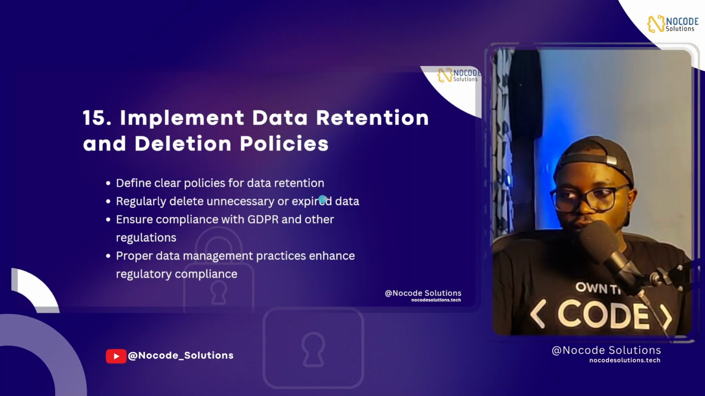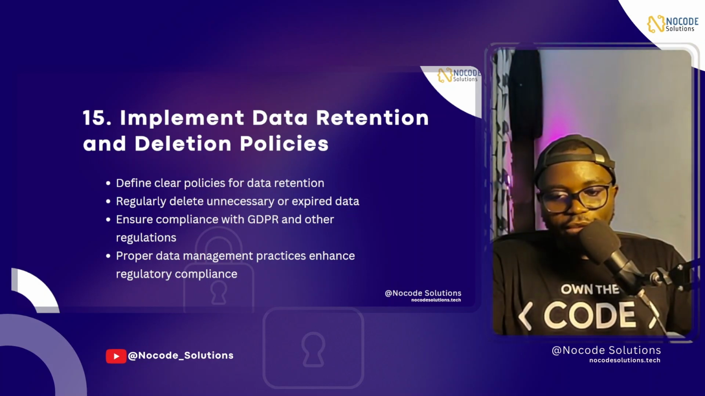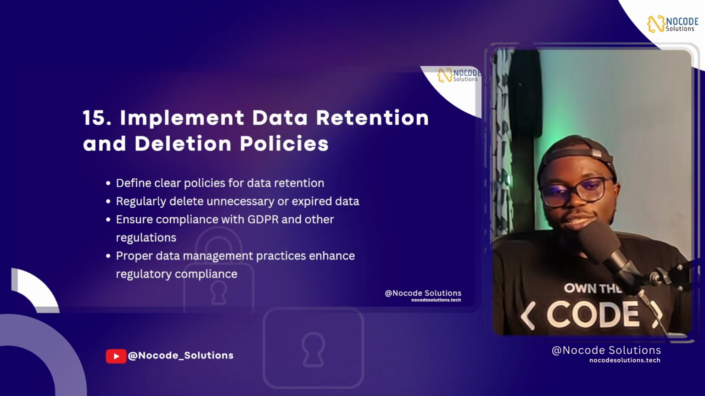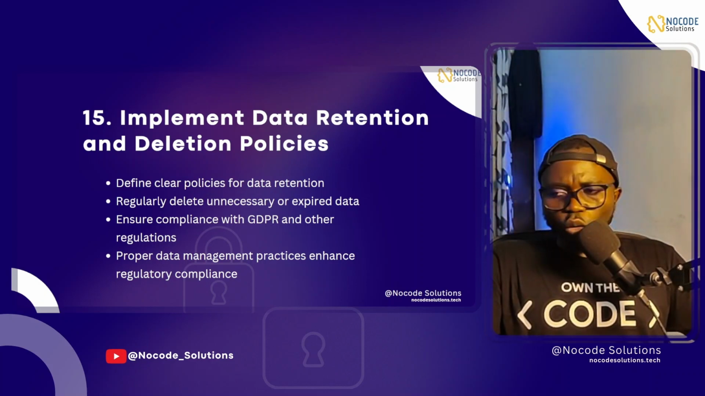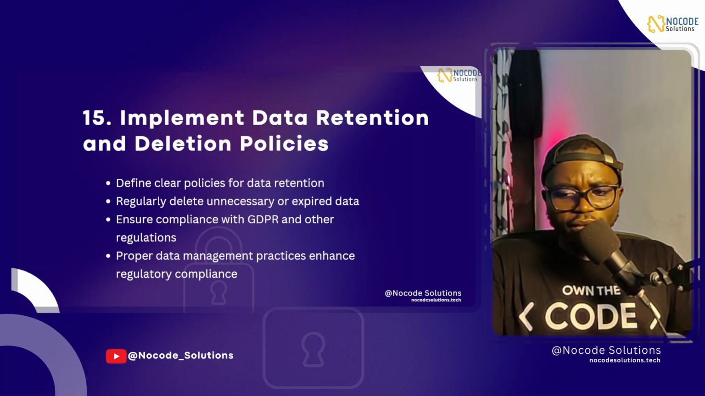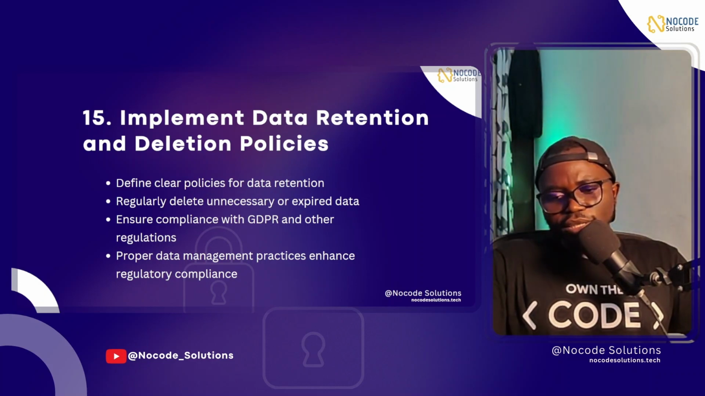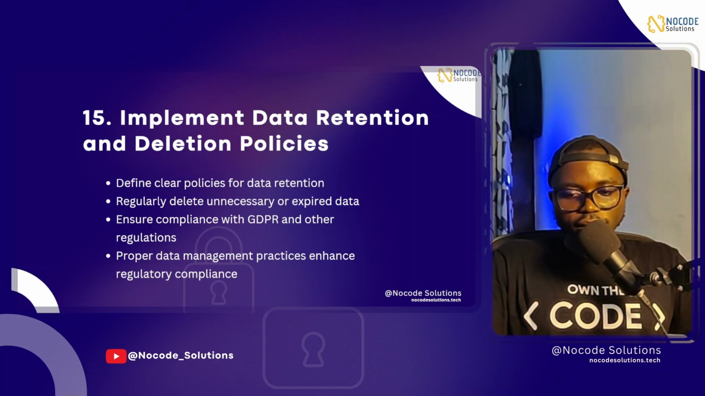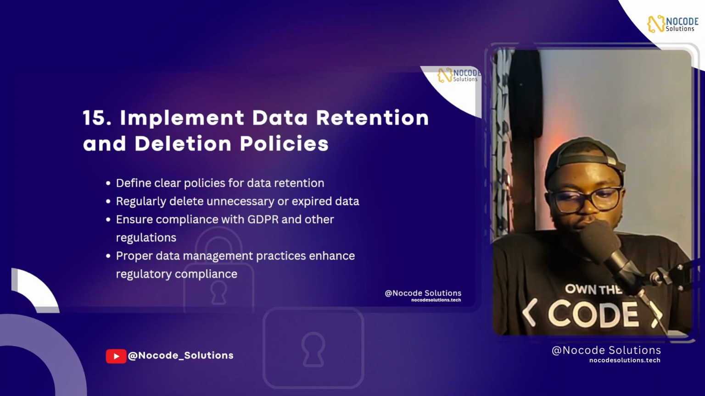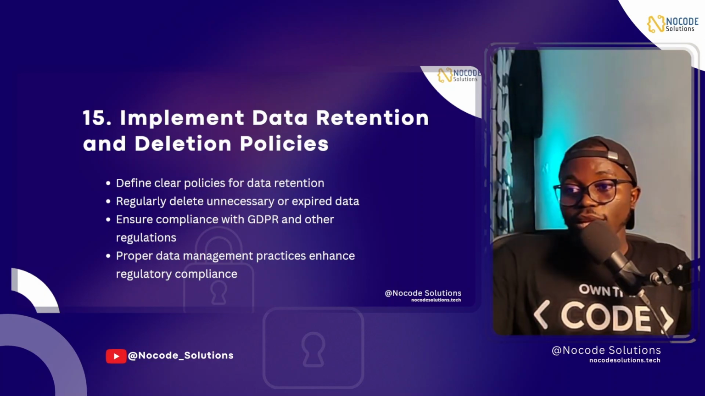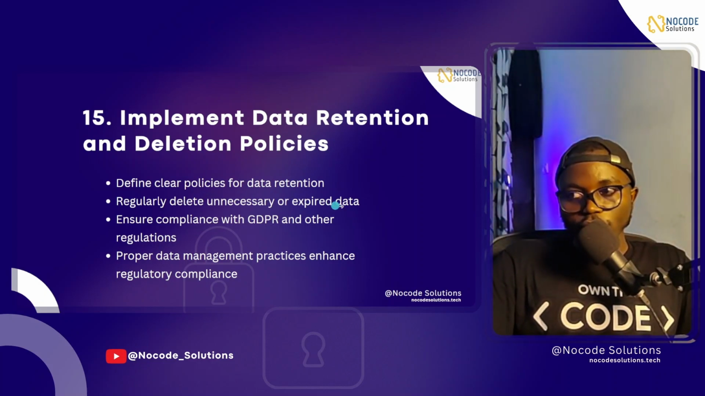Regularly delete unnecessary or expired data. In an application that involves users probably creating drafts, for example, you can set a policy like, okay, after 30 days I'm going to be deleting the user's draft, because that's information that is not needed. Or depending on your own policy, you can decide those kinds of things. But that's what we mean by deleting unnecessary or expired data.